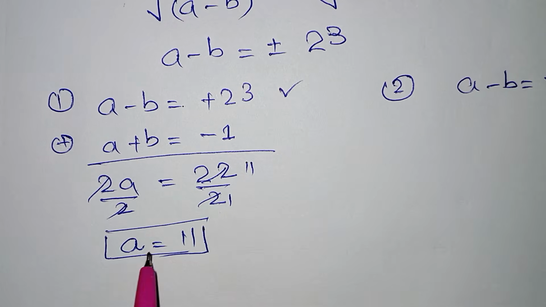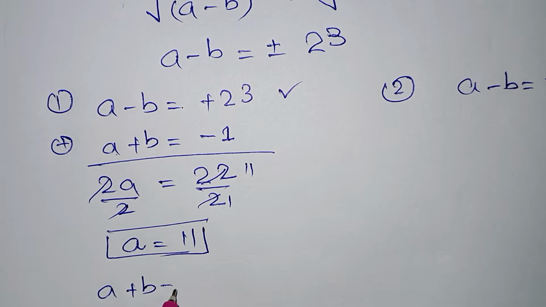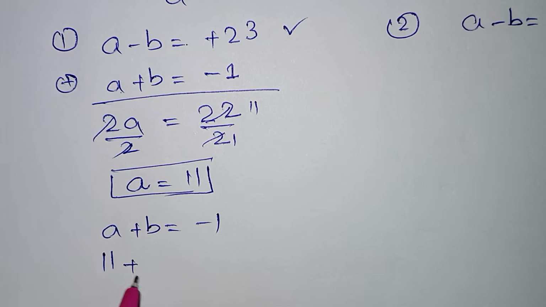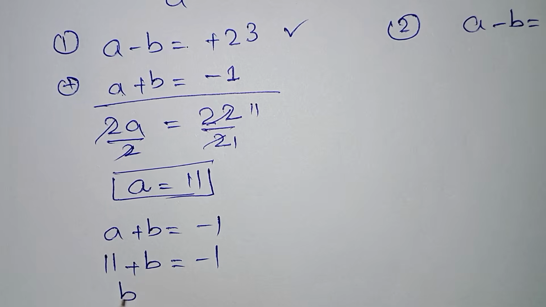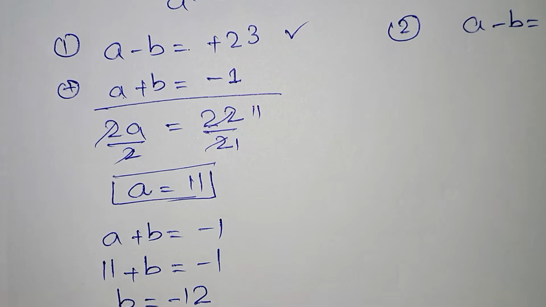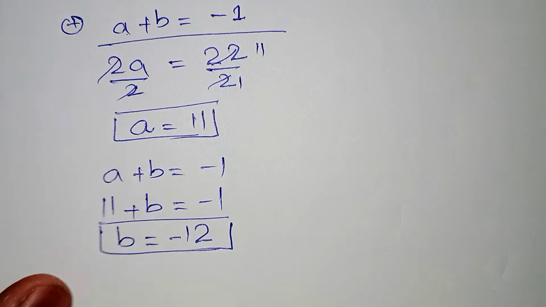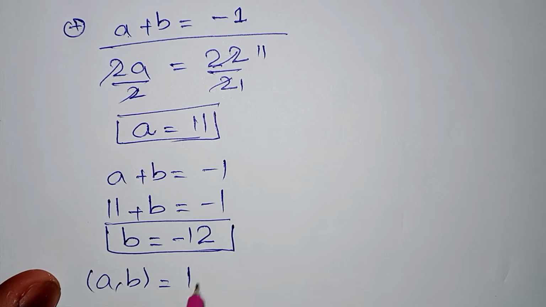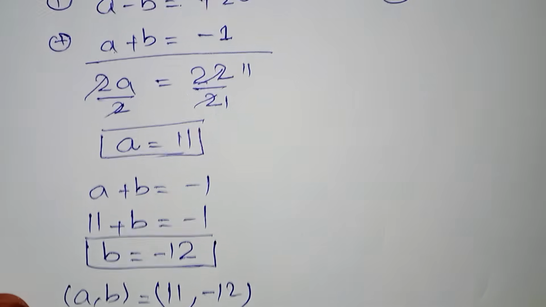Put the value of a back in the equation a + b = −1. What is a? 11 + b = −1. Subtract 11 on both sides. We get b = −12. So we have (a, b) = (11, −12). This is for the first case.